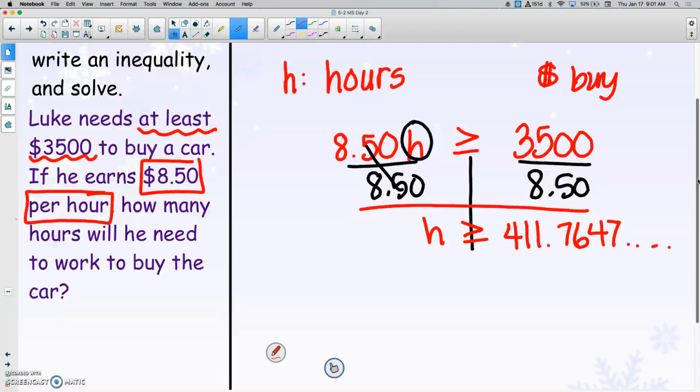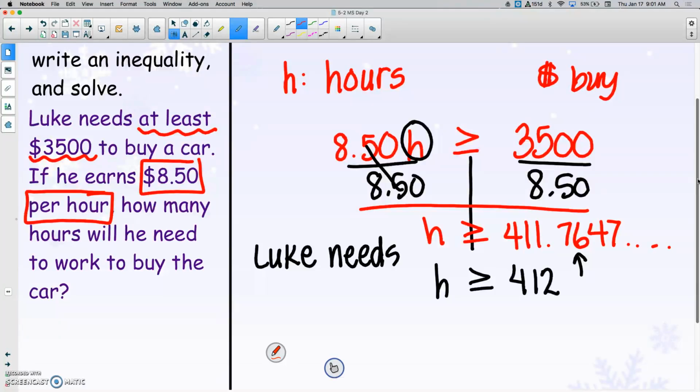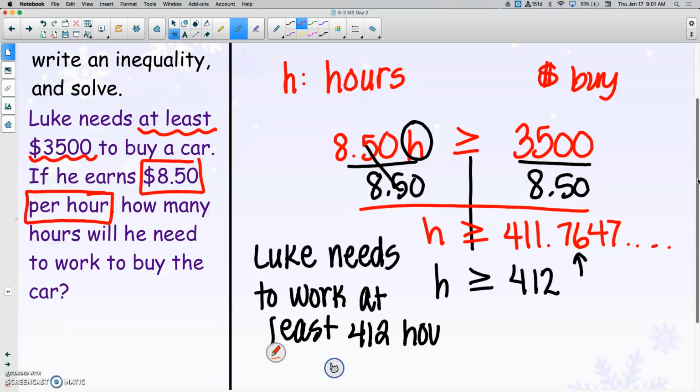So I want you to think about that. Common sense. If I rounded it to 411, would he have enough money? No, because there's something after the decimal point in this situation. You're going to have to round it up in order to make the purchase. So I would say Luke needs to work. We need a sentence to answer the question because it's a word problem. So you need a sentence explaining it. Luke needs to work at least 412 hours to buy the car.